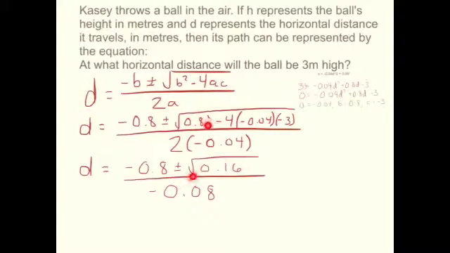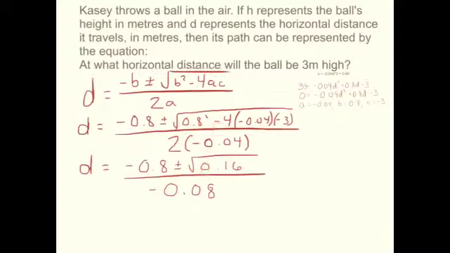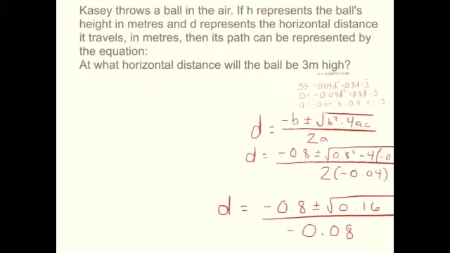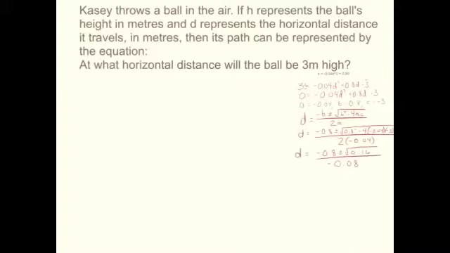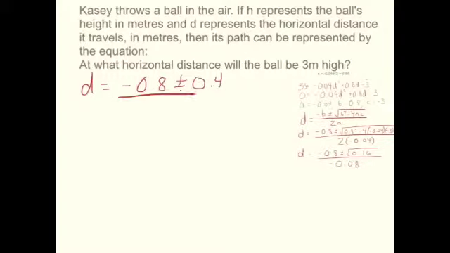Okay. Now I'll tuck this back over here. Okay. So now I'll take my square root. The square root of 0.16 is 0.4. So I'll write that. I've got d equals negative 0.8 plus or minus 0.4 all over negative 0.08.